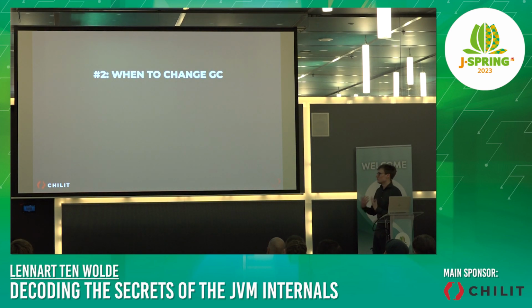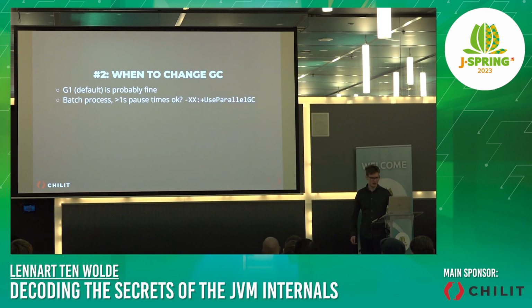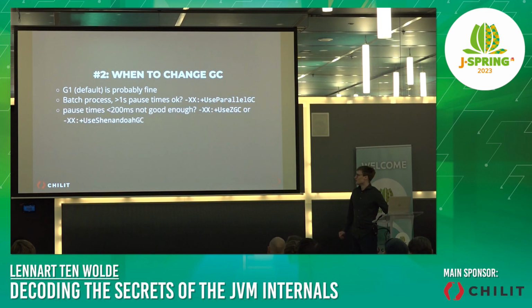So then, when should you actually change it? Well, I think the default garbage collector in Java is probably fine for most use cases. And you might be a little bit disappointed to hear that. But hopefully, even by understanding just what it's doing, you have a better idea of what your program's doing at runtime. But I do think there's some use cases where it does warrant switching. If you have a batch process, you want to maximize for throughput, and pause times of over 1 second are fine. You can use the parallel garbage collector.